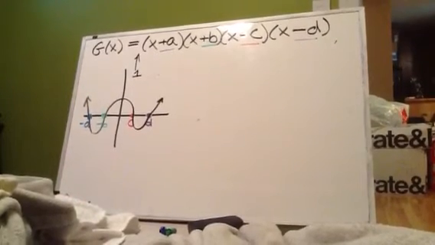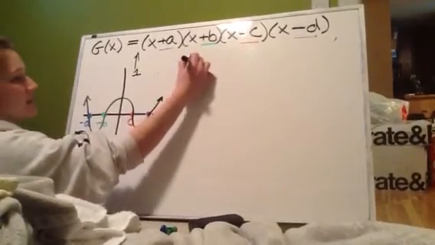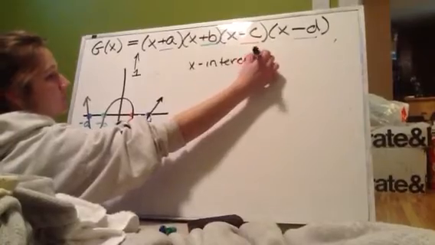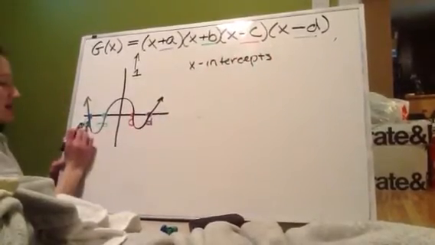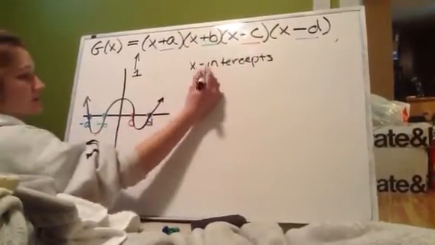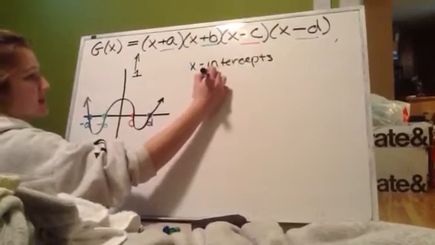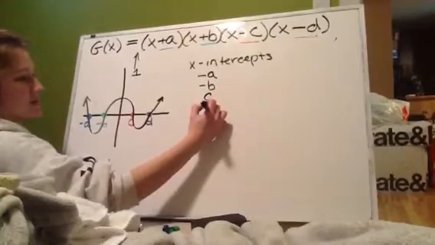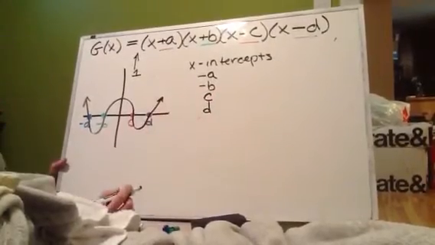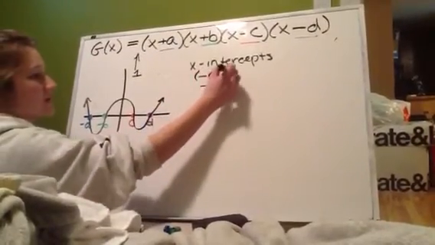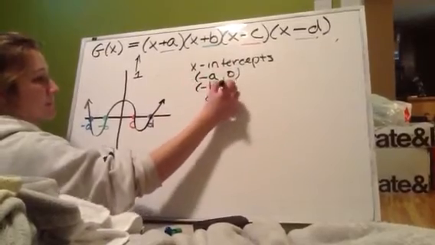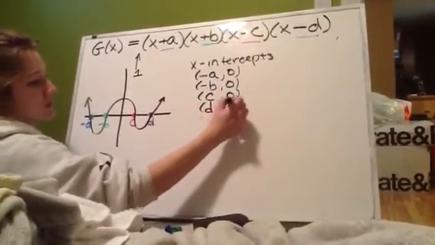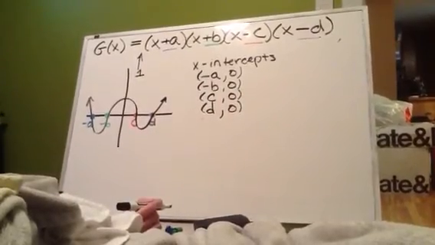From there I can tell some more information. I can find the x-intercepts. It crosses the x-axis here, here, here, and here. So it crosses the x-axis at negative a, negative b, c, and d. I could even write that as coordinates, just to be more specific.